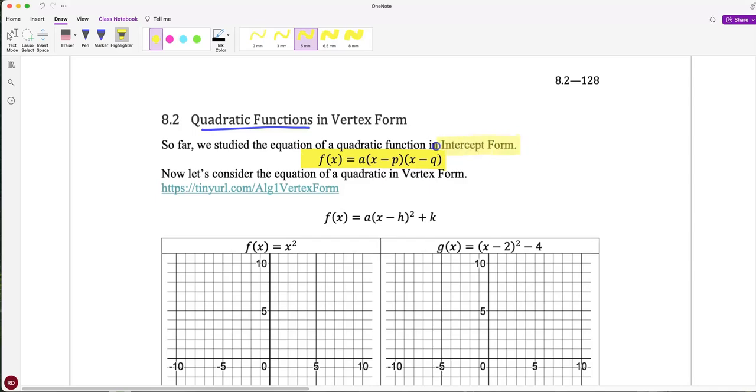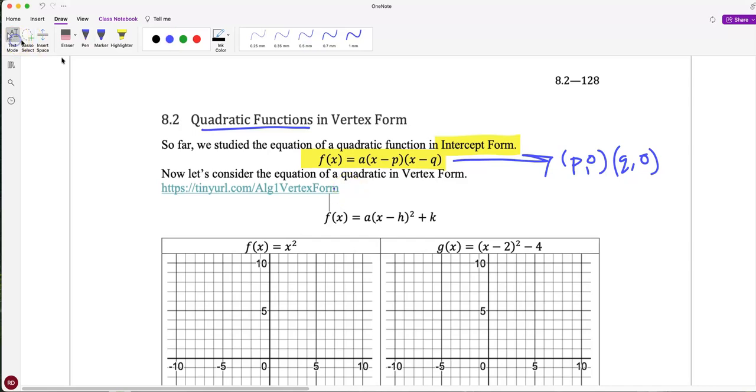Now, if this is intercept form, that's a big clue that I should be able to look at that and tell you the x-intercepts, p, 0 and q, 0. That's why we call it intercept form, because it identifies the intercepts. Now, we've got another form that is vertex form, f of x equals a, x minus h squared plus k. If you're paying attention, I should be able to look at that form and tell you the vertex.